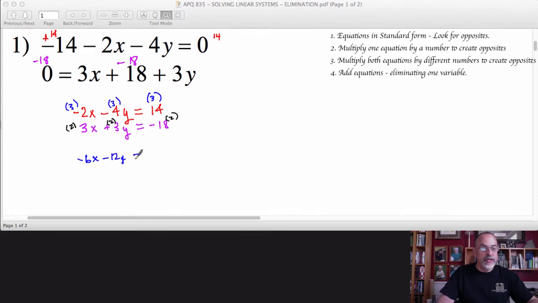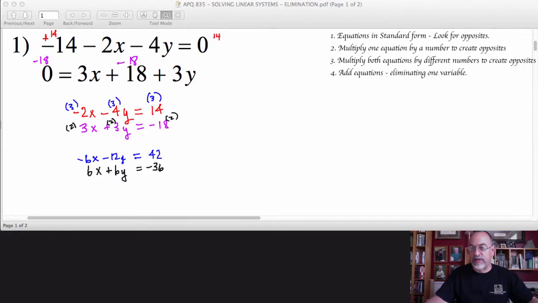And then the 3 times 14, that's 30 and 12, which is 42. And then multiplying the second equation, we have 2 times 3, which is 6x. They're my opposites. The 2 times the 3 is a positive 6y, and then 2 times negative 18 is negative 36. So I now have got my equations where they're opposites and in standard form.